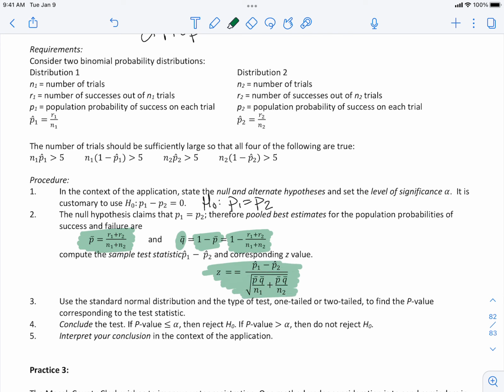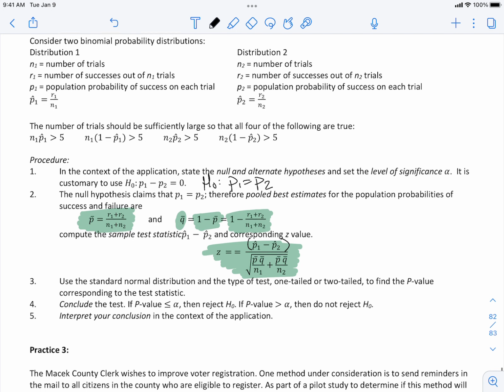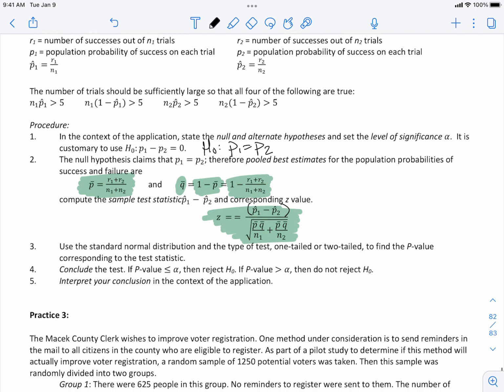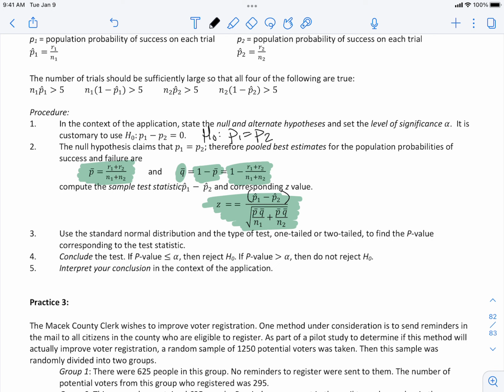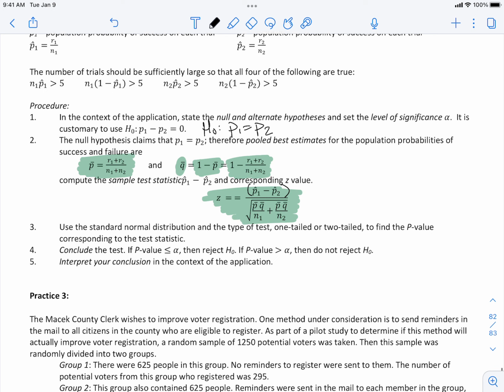To get that formula, it's P1 hat minus P2 hat, again in parentheses, divided by the square root of P bar times Q bar divided by N1 plus P bar times Q bar divided by N2. We use our normal distribution, so our normal CDF, to get the p-value. We conclude, as usual, comparing the p-value to alpha and then interpret our conclusion.